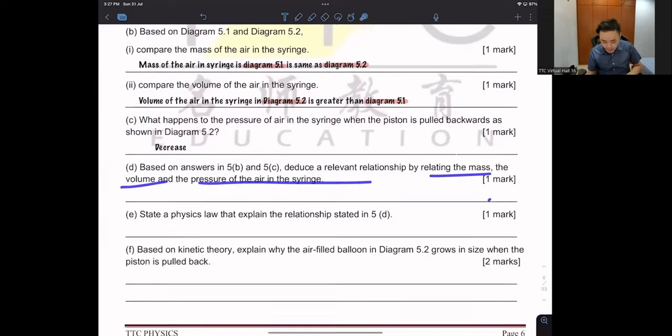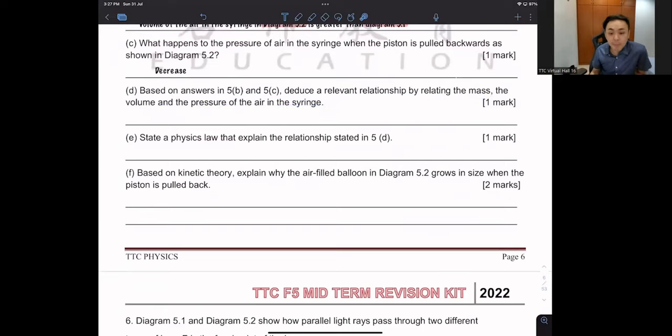Based on your answers in 5B and 5C, deduce a relationship by relating mass, volume, and pressure. Now, does mass relate here? Does it affect anything? No, mass is constant, so you put it aside. Volume and pressure first. What is the relationship? You got the answer already, right? Your volume increased, your pressure decreased.